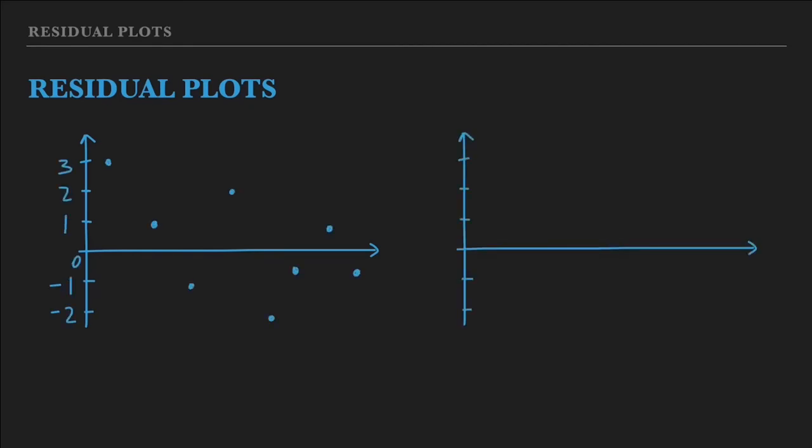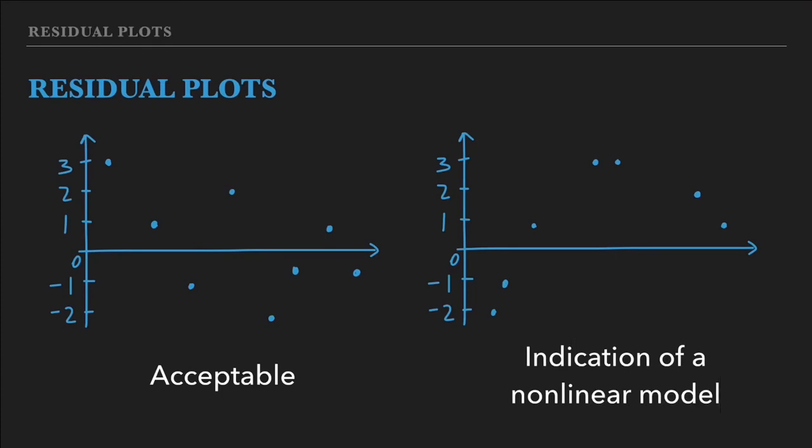When we examine a residual plot, we will notice any patterns in the distributions of the points. When a best fit line is appropriate, the residuals are randomly distributed, just like in the graph on the left. However, if there is a pattern, it indicates that a nonlinear model rather than a line is a better fit for that data set.